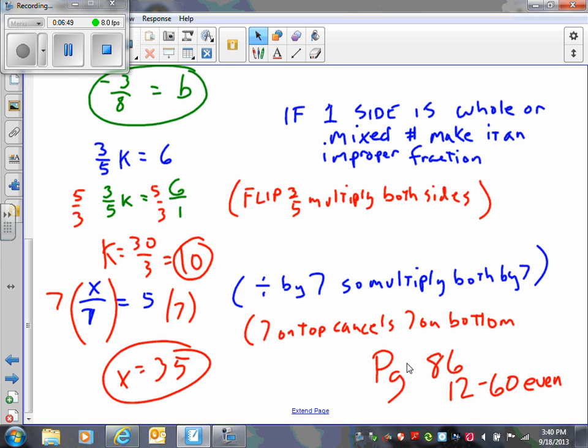Your assignment is page 86, 12 through 60, even.